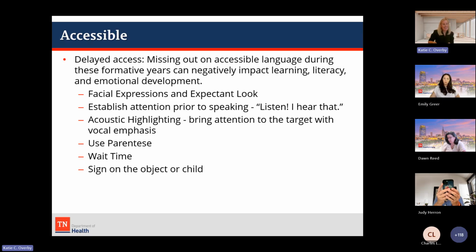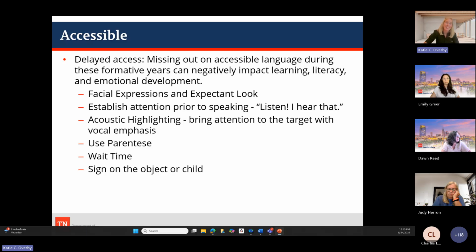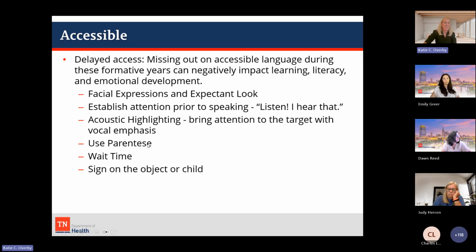Using parentese, I feel like you all are the experts here with this. You're going to use that sing-song voice. Well, you guys probably, if you have a pet or nieces and nephews or your own kids, we've all done it, like, oh, look at the little baby. And you're really going to get on their level, and you're going to give them that parentese, and they're going to lock in and can have a great conversation with them using parentese.